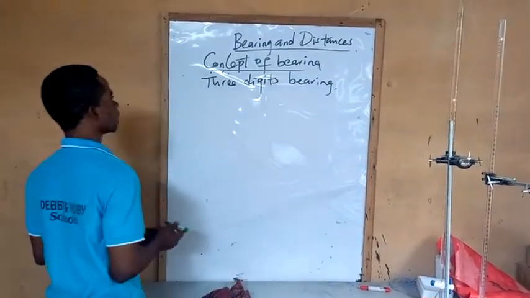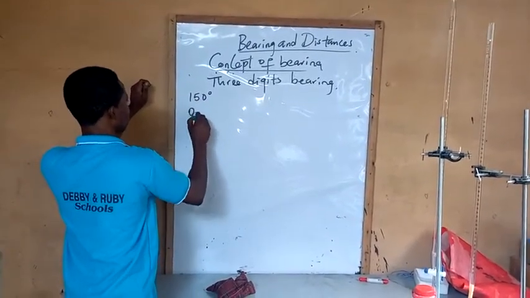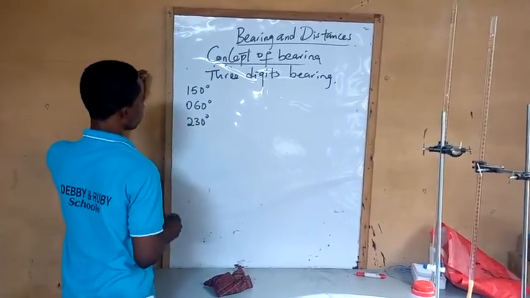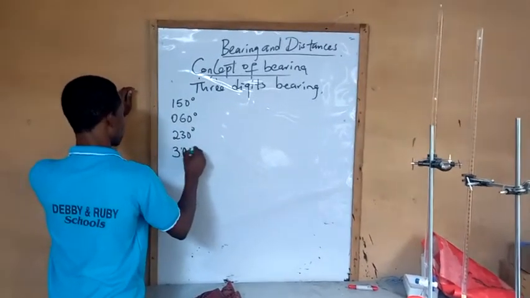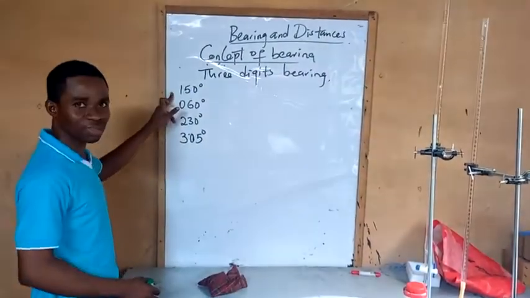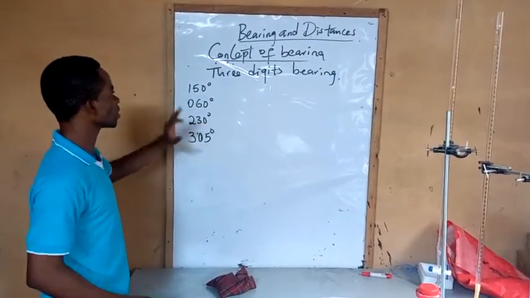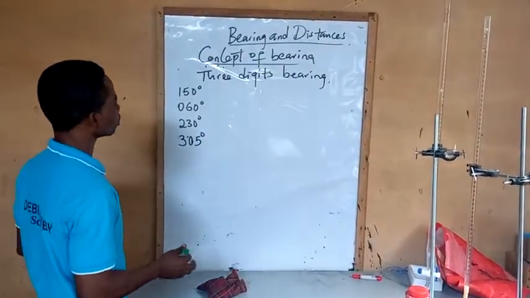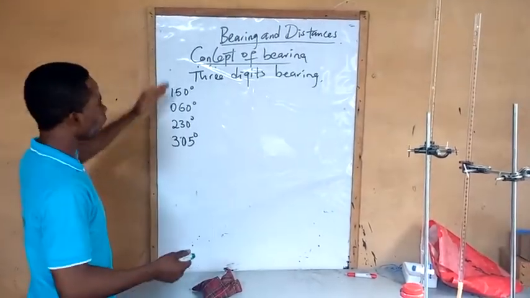3-digit bearing. So anytime you see 3 digits, it can be 150 degree, 060 degree, 230 degree, 305 degree. Now, in 3-digit bearing, there won't be any cardinal. They will not put north, they will not put anything like northeast, northwest, southeast. They won't put any cardinal there. They will just write the 3 digits out. You can see this in your questions, and you can also see 2 digits in your questions. So how will you draw something like this?